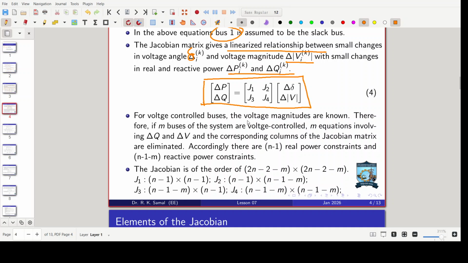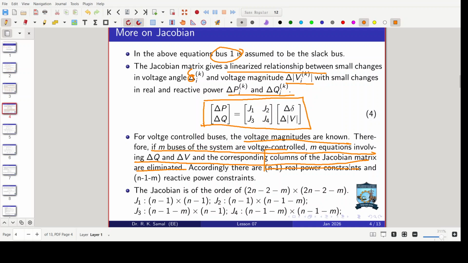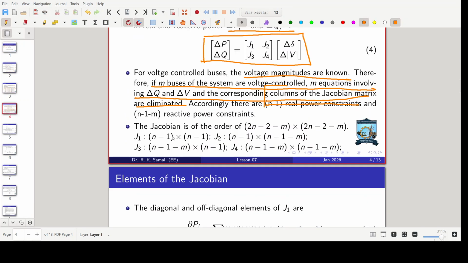For voltage control buses, the voltage magnitudes are known. Therefore, if m buses of the system are voltage controlled, m equations involving delta Q and delta V, the corresponding columns of the Jacobian matrix are eliminated for voltage control buses. Accordingly, there are n minus 1 real power constraints and n minus 1 minus m reactive power constraints. This is very important to note: the Jacobian is of the order of 2n minus 2 minus m cross 2n minus 2 minus m, and Jacobian 1 is n minus 1, and all this. You remember this because many times in the GATE exam questions are asked on the size of the Jacobian.